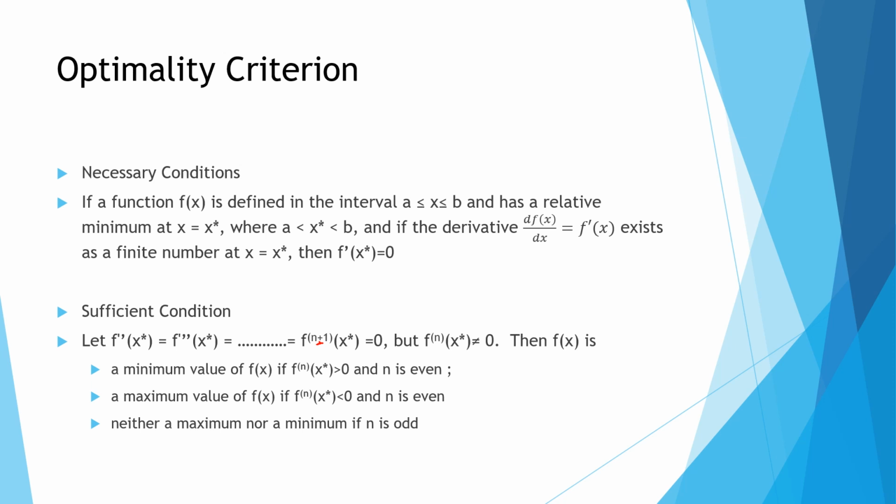So this is nothing but your sufficient condition. When I say even, it should be the second derivative, fourth derivative, sixth derivative, eighth derivative, and so on. If you keep on finding the derivatives, if the first derivative is 0, the second derivative is 0, the third derivative is 0, and the fourth derivative is not equal to 0, then we check if the fourth derivative is greater than 0. If it is greater than 0, then it is a minimum value. If it is less than 0, then it is a maximum value. But for example, if the fourth derivative is 0 and the fifth derivative is not 0, then it is neither maxima nor minima because n is odd, because it is the fifth derivative. So that is nothing but your optimality criteria.